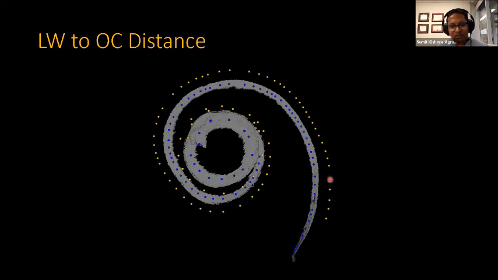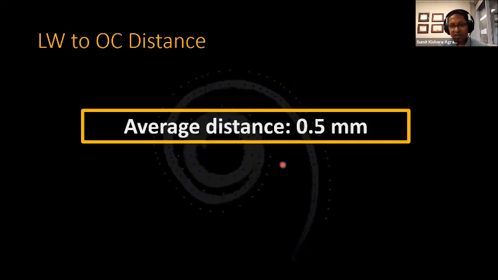And so these fiducials in yellow are along the lateral wall. These fiducials in blue are along the basilar membrane. And we took each pair and measured the distance between them. And we found, on average across all of our specimens, that the distance was about 0.5 millimeters. And that matches with previous measurements by Kawano and other investigators.